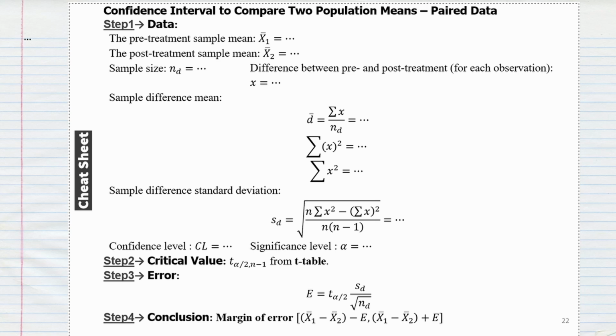This slide shows the cheat sheet to use for confidence interval to compare two population means, paired data. Step 1, get the needed statistics from the problem statement, like the pre-treatment sample mean, the post-treatment sample mean, sample size, and difference between pre- and post-treatment for each observation. Calculate the sample difference mean and the sample difference standard deviation. Step 2, critical value from the t-table. Step 3, calculate the error. And finally, step 4, calculate the margin of error and make a conclusion.